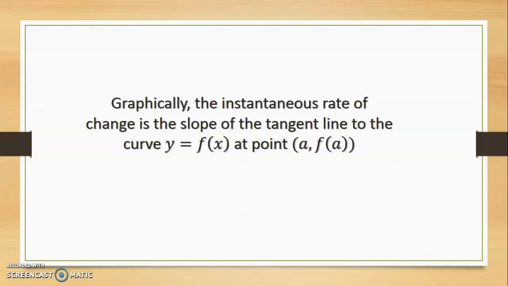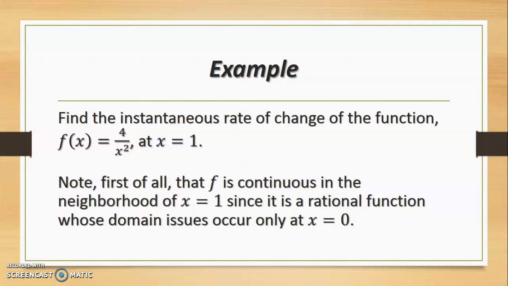Graphically, the instantaneous rate of change is therefore the slope of the tangent line to the curve y equals f of x at point A, f of a. Back to an example we did earlier, we're going to find the instantaneous rate of change of the function f of x equals 4 over x squared, specifically at x equals 1. Once again, remember f is continuous at 1 and around 1 since it's a rational function, and its only domain issue occurs at 0, which is relatively far from 1.